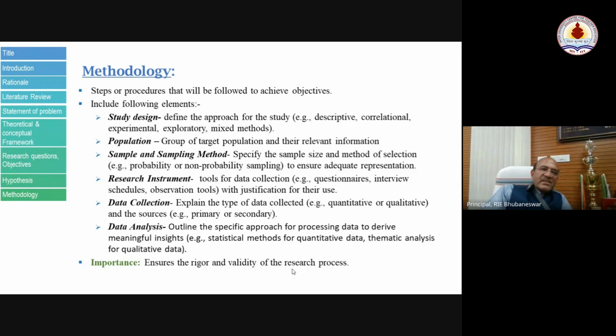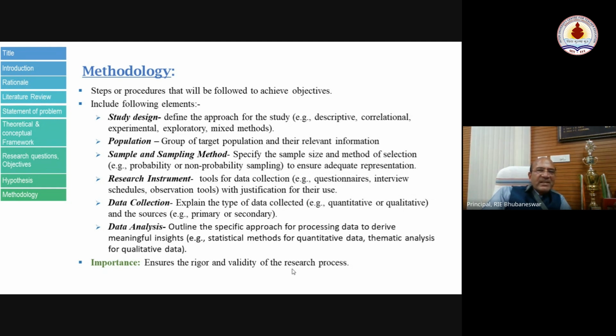So methodology consists of steps which highlight the procedure that will be followed to achieve objectives, and what are the aspects considered under methodology? First is study design. We have to design our entire study, meaning thereby whether this study will be descriptive or correlational, experimental, exploratory, mixed method, quantitative, qualitative. So what type of study design is there?